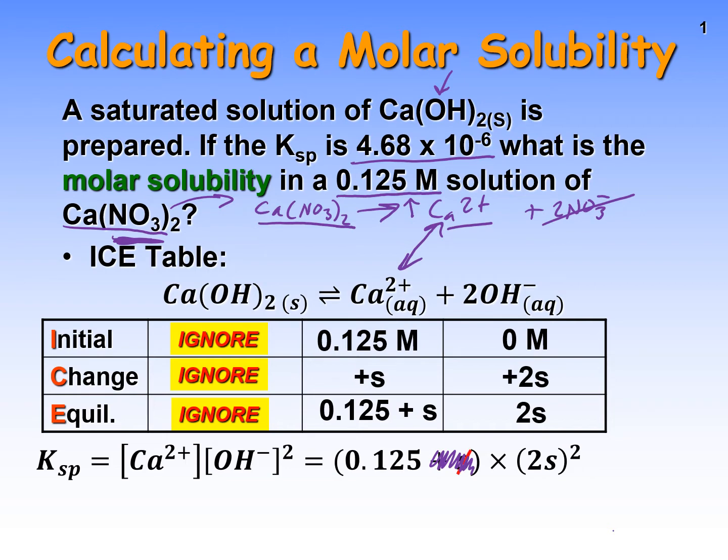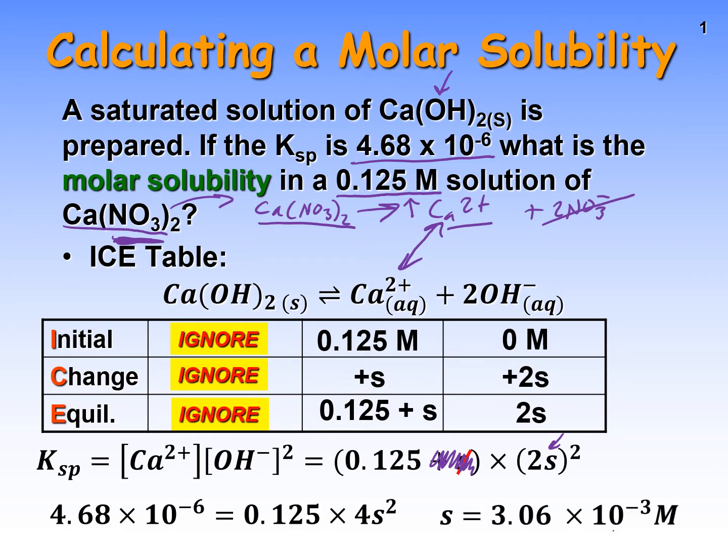This means that now I have an equilibrium expression where 4.68 times 10 to the negative 6 is equal to 0.125 times 4S squared, right? (2S) squared is 4S squared. Well, at this point, this isn't a quadratic, it's just a regular algebraic expression. We're going to divide both sides by 4 and by 0.125, and then we're going to square root both sides to get S. And our solubility is now 3.06 times 10 to the negative 3.